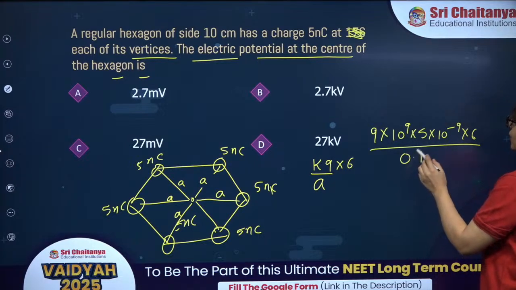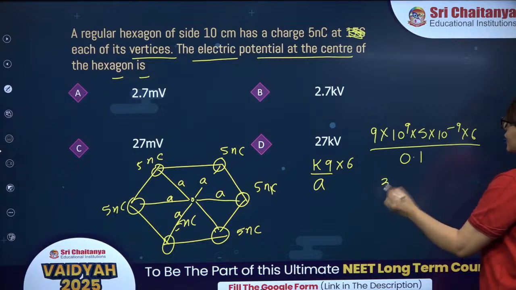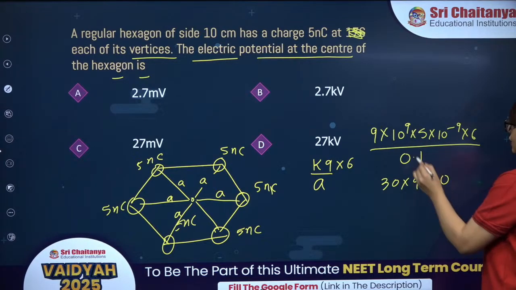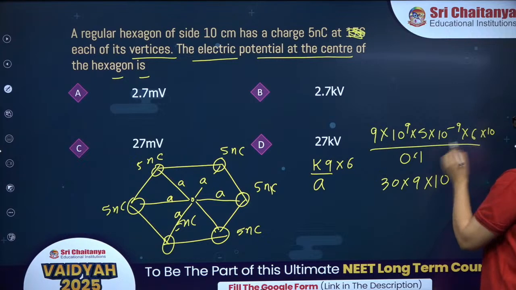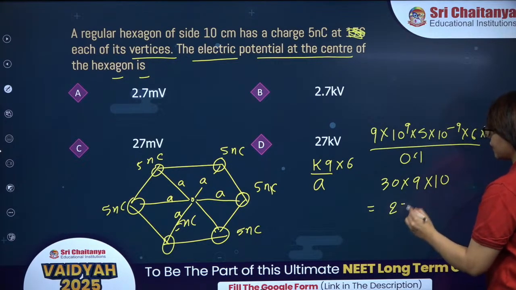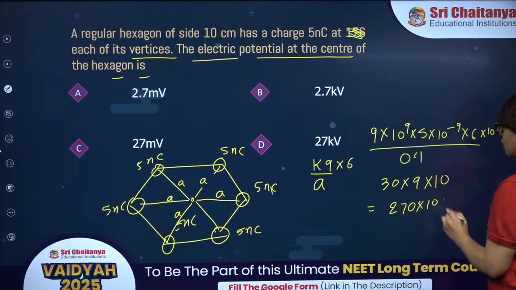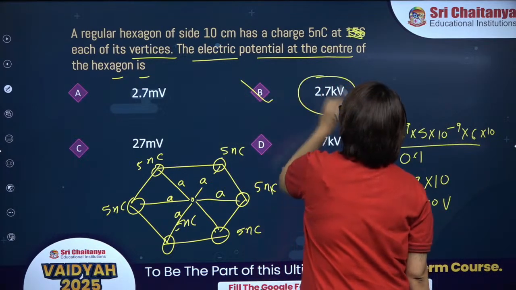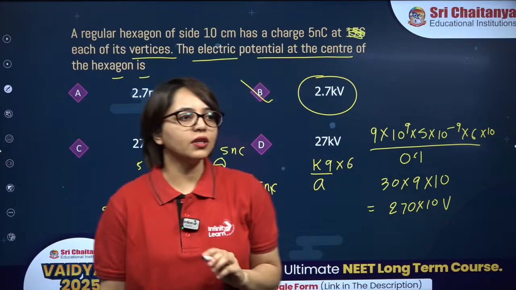It is 0.1 meter, so it will be 30 into 9 into 10. This point will go up, so it will be 10 to the power 10 will be up. So this is 270 into 10 volt, which is 2.7 kilovolt. So correct answer is option B. Correct answer is option B.